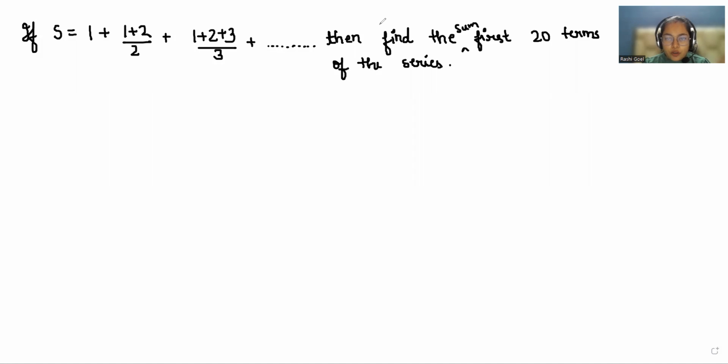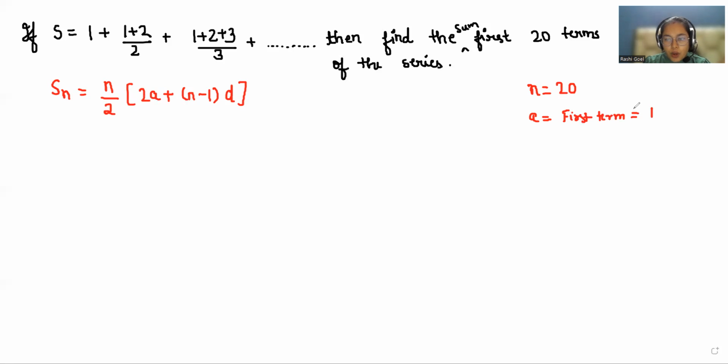So we have the formula to find the sum of n terms, where n is here 20. The formula is Sn equals n/2 times (2a plus (n minus 1)d). Here Sn is the sum of terms, n is the number of terms, that is 20, a is the first term, that is 1 in this case, and d is the common difference. If the common difference is the same, then we can use this formula.